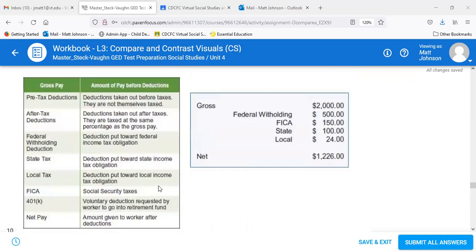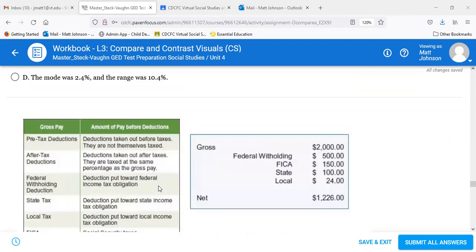So when it's all said and done, after everything is taken out, right? That's the difference between gross and net. Gross is everything that you made per hour. Net is what's going to be in that paycheck that hits your bank account if you got direct deposit, or the check that they hand you at the end of your pay period. That's actually what you cleared.